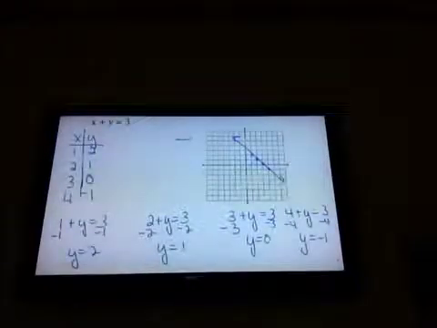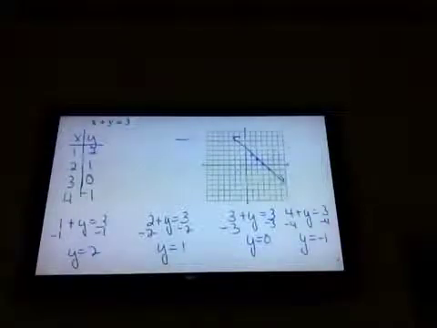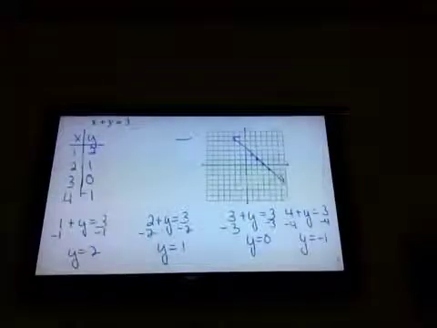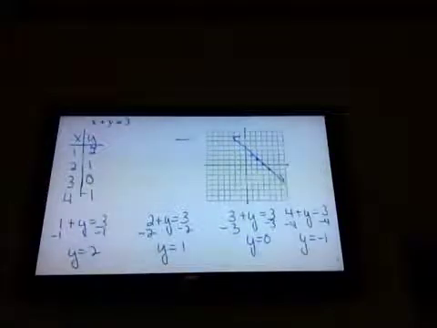Yes? So they have to be in some kind of order, like 1, 2, 3, or can we do whatever you want? Do whatever you want. Just remember you have to graph it. So when you use bigger numbers, sometimes you get bigger numbers, not always, but just be careful of that. That's all. Yeah, you can pick whatever you want.